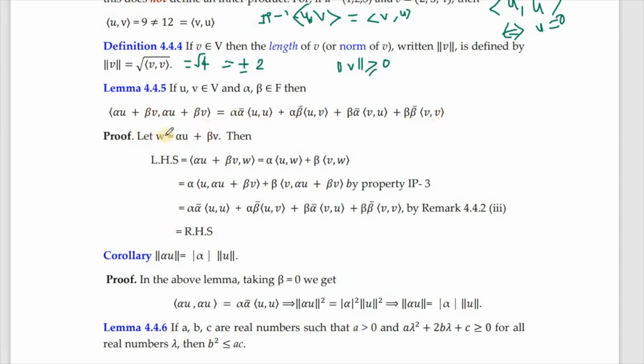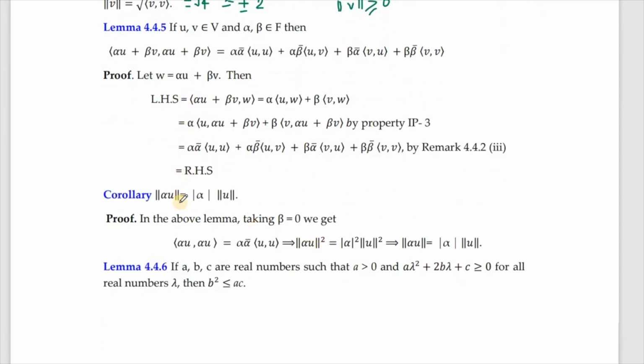Now for convenience we shall take both to be the same, but one we will retain as such, and the other one we will write as w. When you use Ip3, that is the linearity property, you have this, and now you replace w by alpha u plus beta v. Again, because it is in the second place, when it comes out it comes out with conjugate. So u with u, then with v, beta conjugate. Similarly alpha conjugate, this beta will remain as such, v with u, and beta conjugate v with v. So that is our RHS.